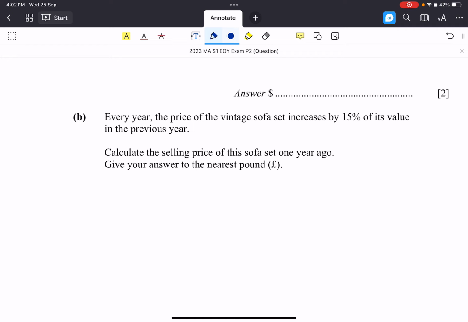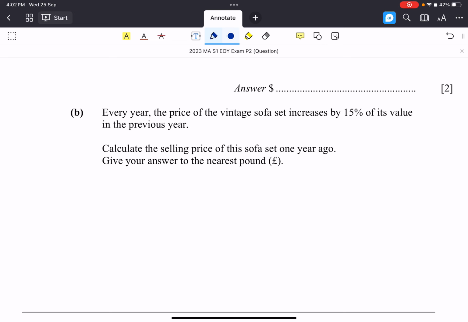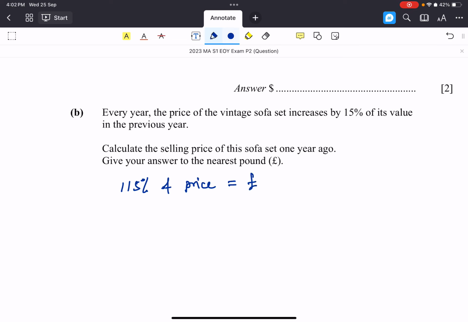So 1 year ago, right? Now what happened is that the current price is actually 15% more of the previous price, right? So 115% of the price is our current price, no, it's not in dollars, it's in pounds.